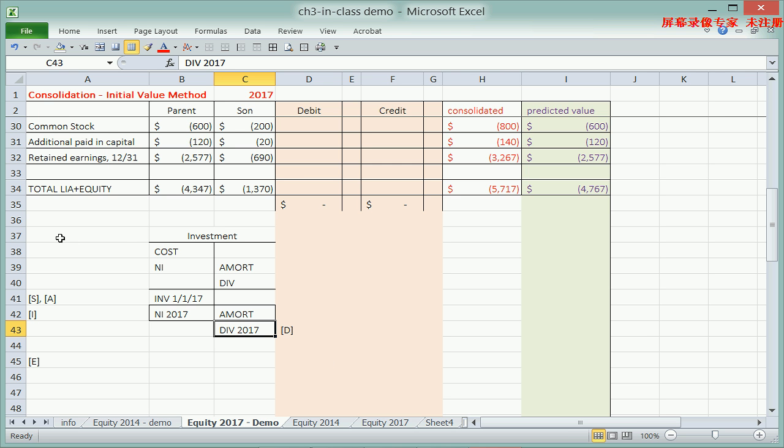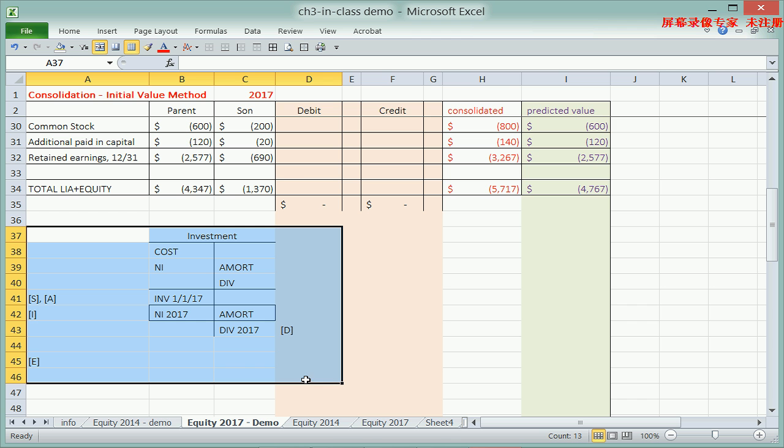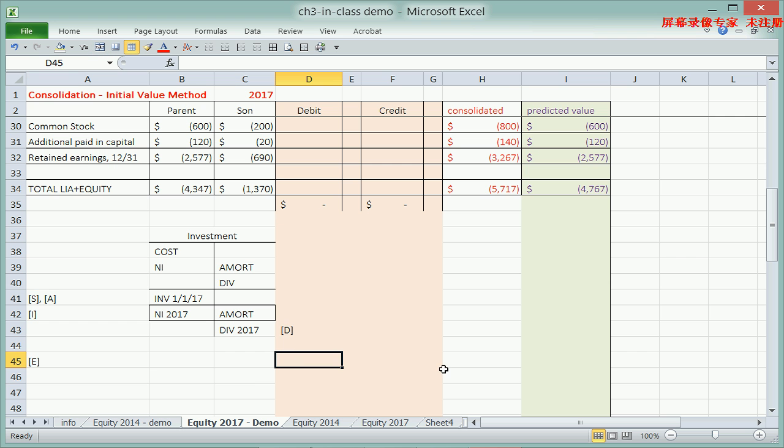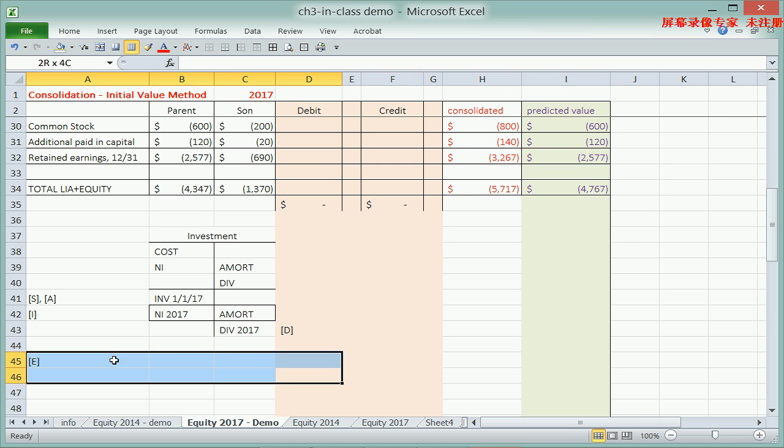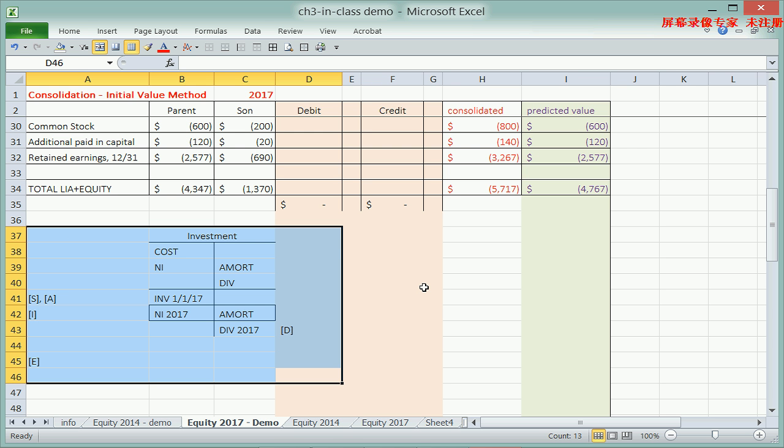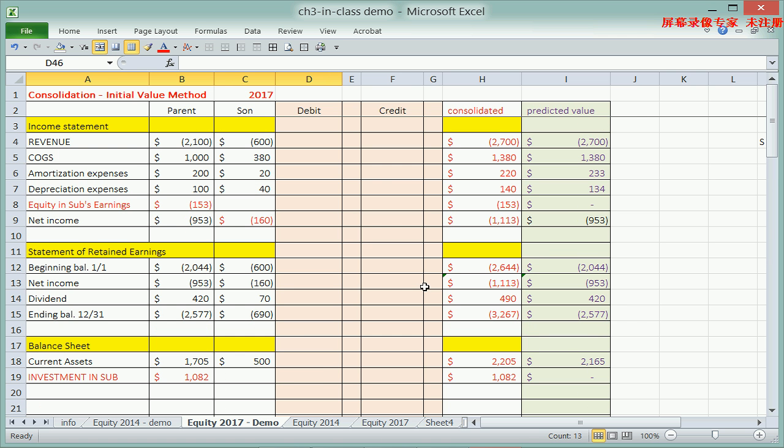Okay, so this is why when we are doing elimination of this whole company, we always start with SAID and then the E. If we have intra-entity transactions such as intra-entity loans, in this case we use the P entry, which is the intra-entity payable accounts.